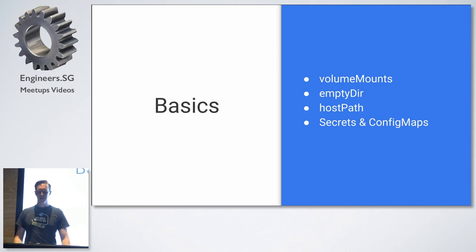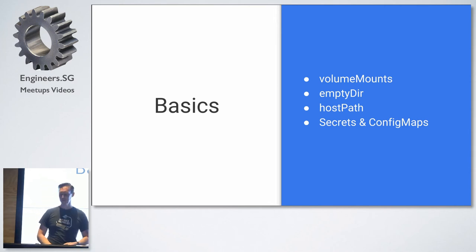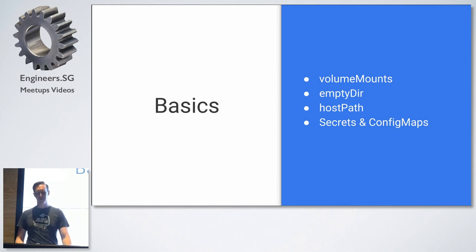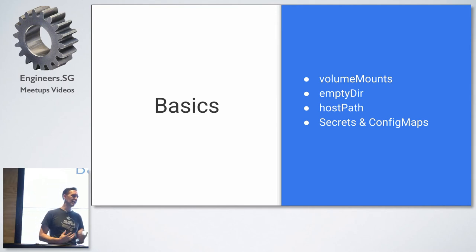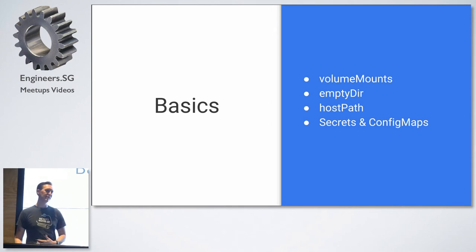So quickly looking at the basics, the most fundamental part is volume mounts, and I'll go into more detail and show you the resources that are used for these, but a volume mount is really just saying, I need something that is going to be attached to a particular point in my file system in my pod. Alongside of that, there are a few other special cases. The empty directory is one of them. That's essentially a temp file system that you can attach. You can put stuff in it. When you kill your pod, things get deleted. Fairly straightforward.